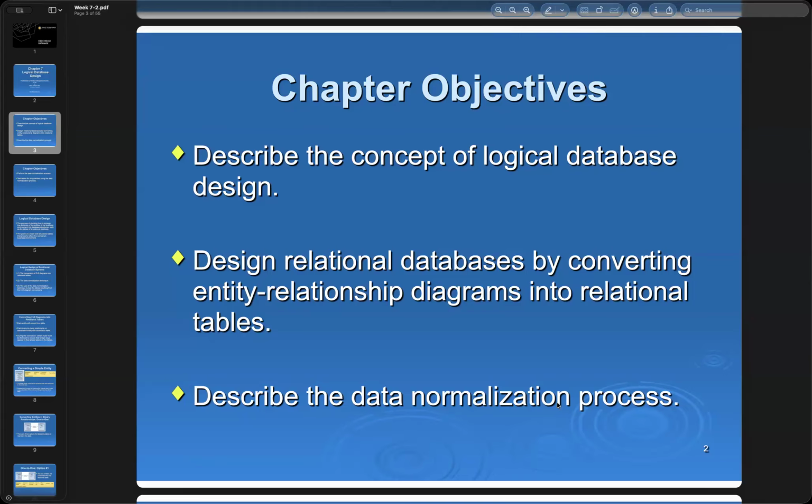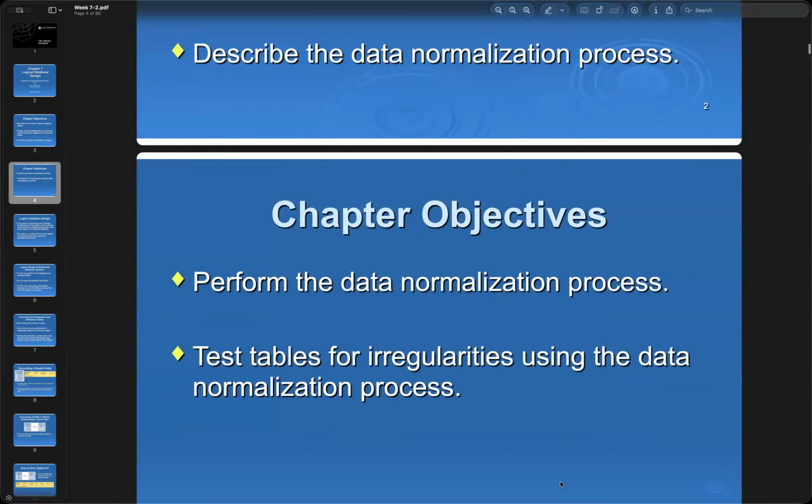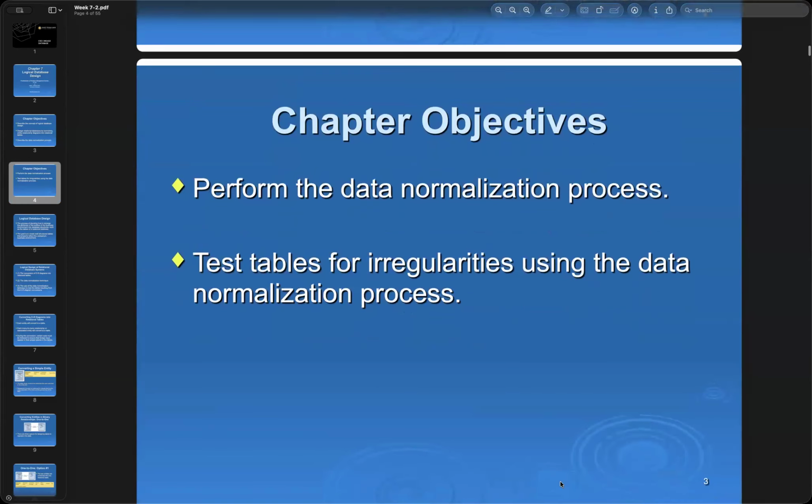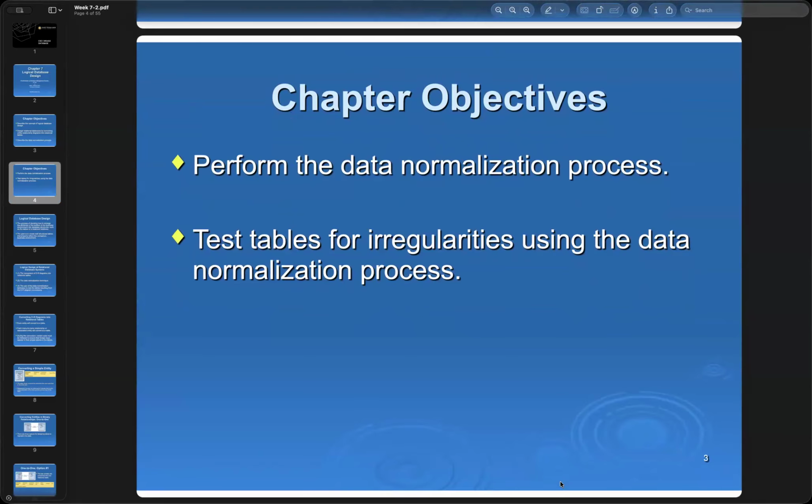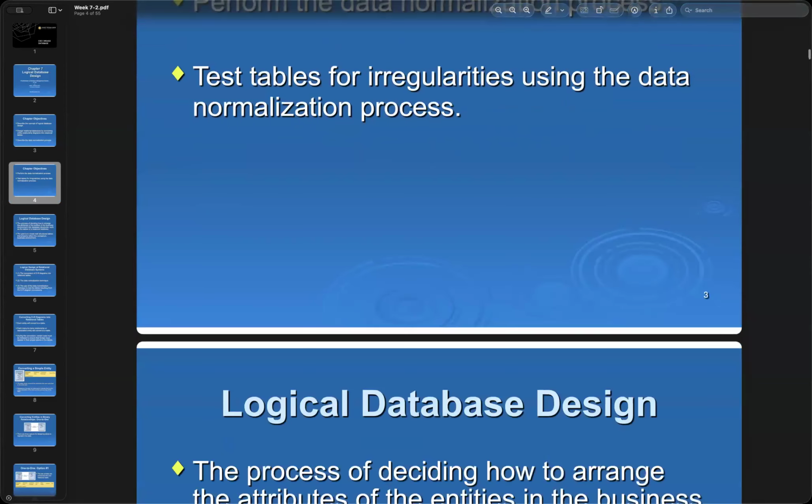How can we convert those ER diagrams into actual relational database tables? And we will talk about data normalization: first normal form, second normal form, and then the third normal form. So we're going to cover how we can test the tables for irregularities using the data normalization process.